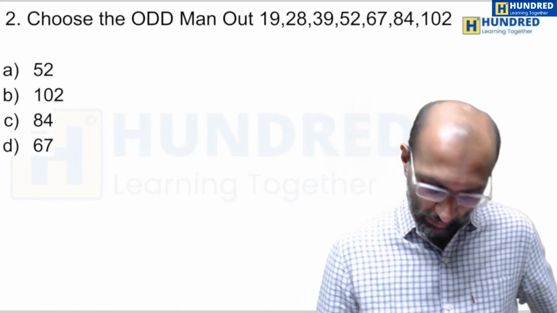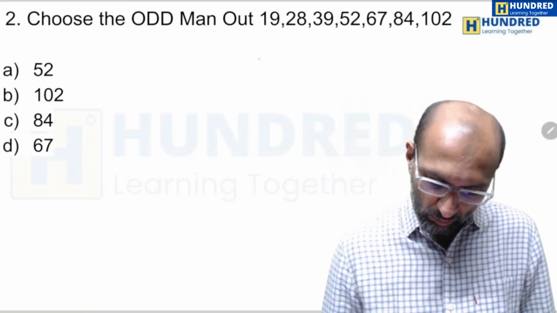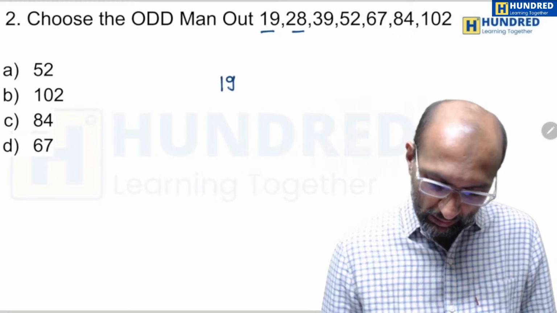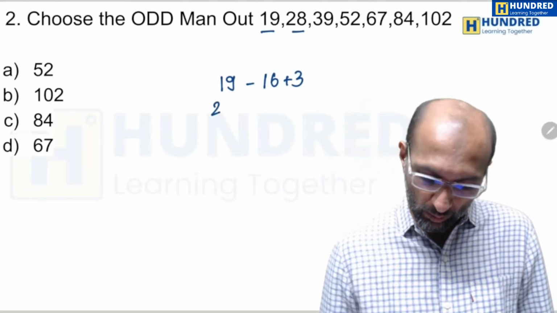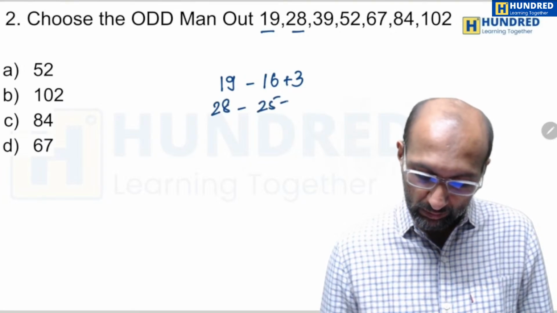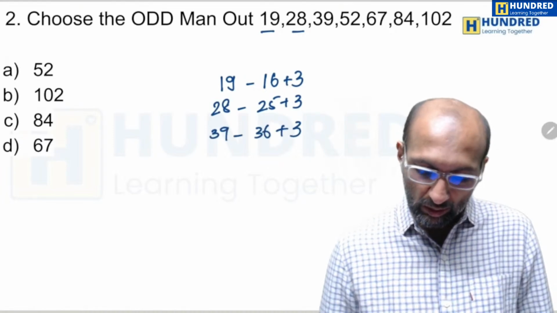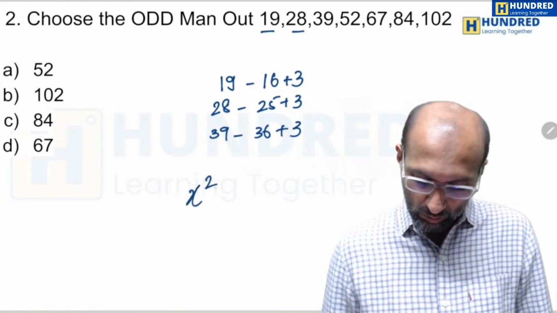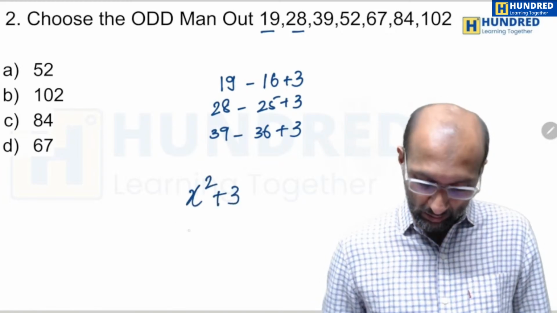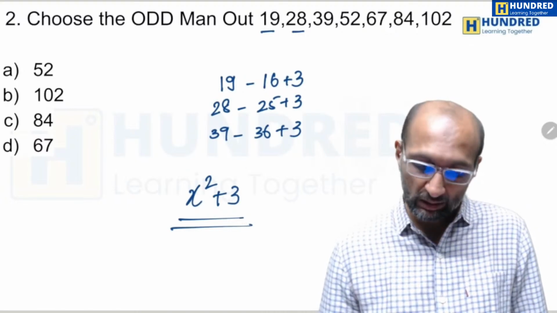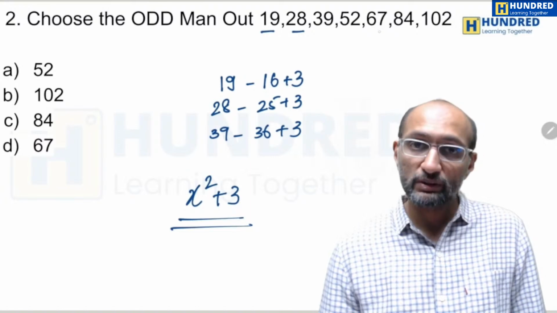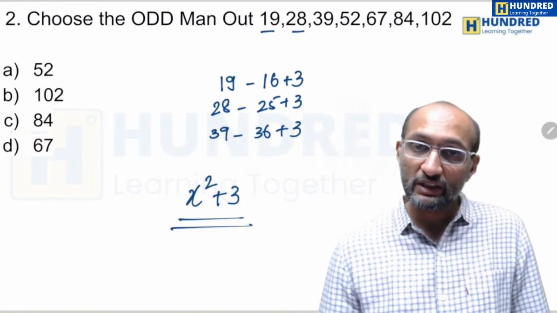Now let's check that. So x square. What is 19? 19 is 16 plus 3. 28 is 25 plus 3. 39 is 36 plus 3. So the pattern is x square plus 3. This is your pattern equation. 52 is 49 plus 3, which is 7 square plus 3. 64 plus 3, 8 square plus 3. 81 plus 3, 9 square plus 3.